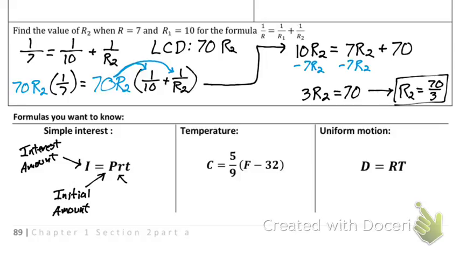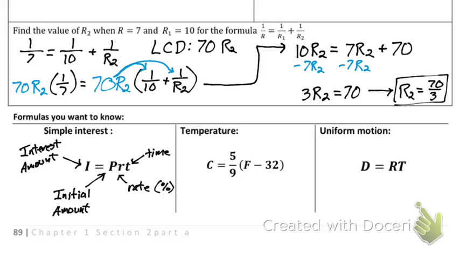R is just our rate, which is usually given to you in a percent symbol, which you're going to have to change to a decimal. In this equation, don't leave it as a percent. You're going to change that to a decimal. And finally, T is time.